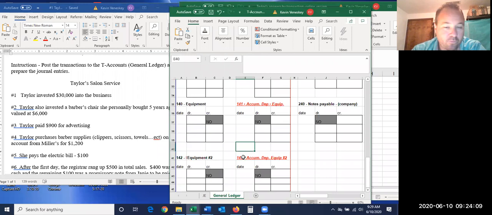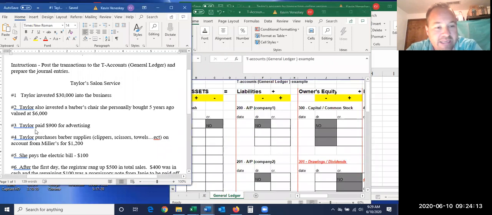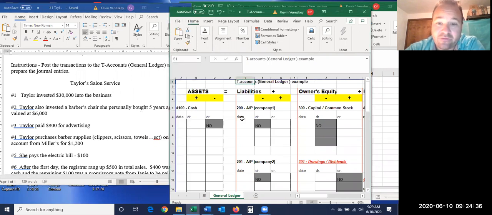Now, when I go to number 3, Taylor paid for advertising, $900 worth. So we ask ourselves, what did we get? We got the benefit of advertising. Our product is going to be shown somehow, radio, billboard, TV, and we're going to get the benefit of that. People are going to know about our product. That's getting the benefit of something.